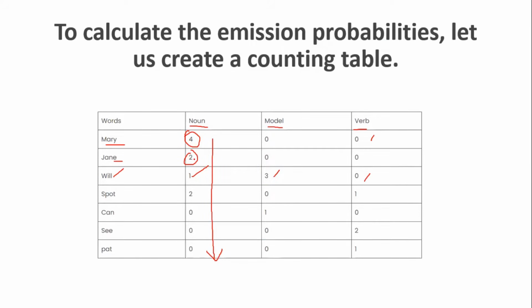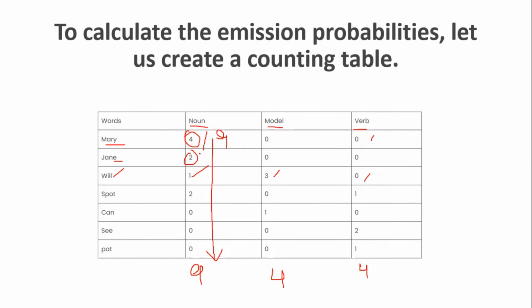So you can see 4 plus 2 plus 1 plus 2, so it gives you 9. Similarly, for the second one, 3 plus 1, so it gives you 4. And the third one, 2 plus 1 plus 1, that is 4. Now, you need to divide every value by this total. So that gives you emission probability.